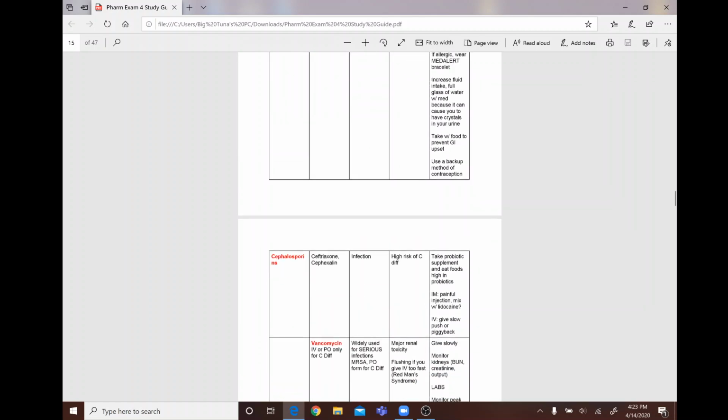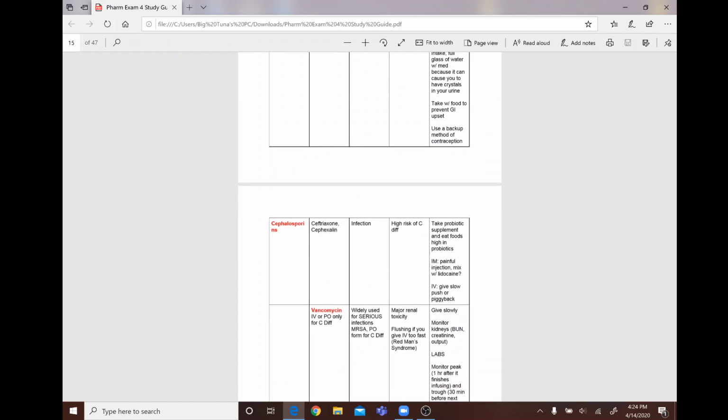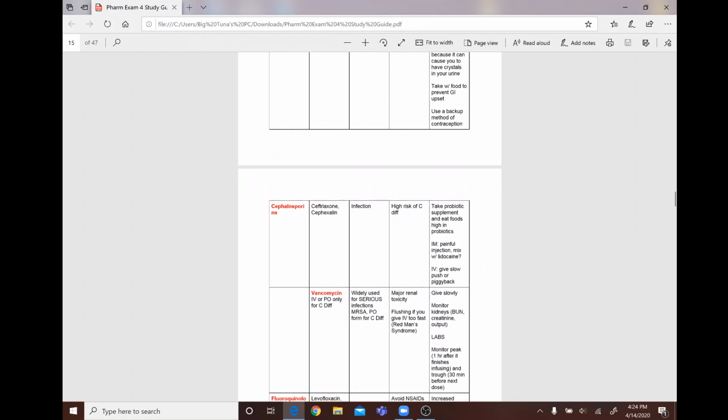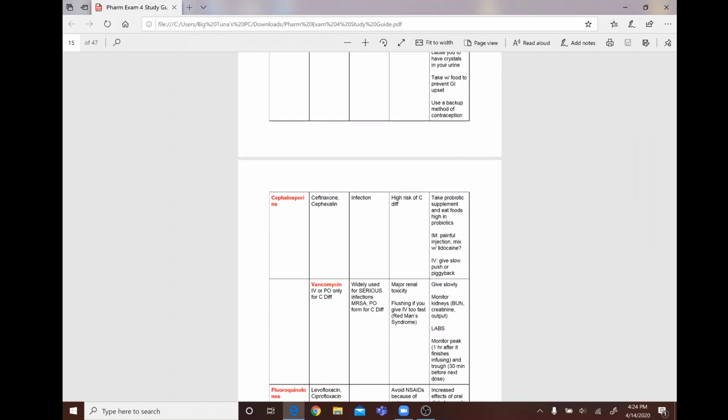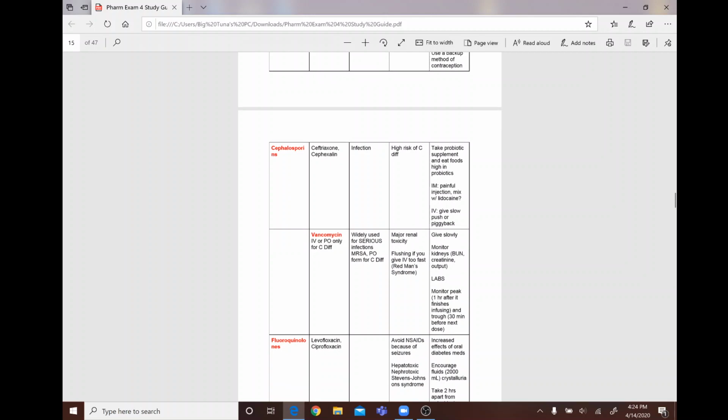With cephalosporins, you've got ceftriaxone or cephalexin. Cephalosporins are used for infection. However, they can cause C. diff, a very high risk of causing C. diff. With cephalosporins, you want to take some type of probiotic with them, 2 hours apart. Remember, IM cephalosporin is painful. You want to give it with lidocaine, but for IV cephalosporin, give a slow push or piggyback.